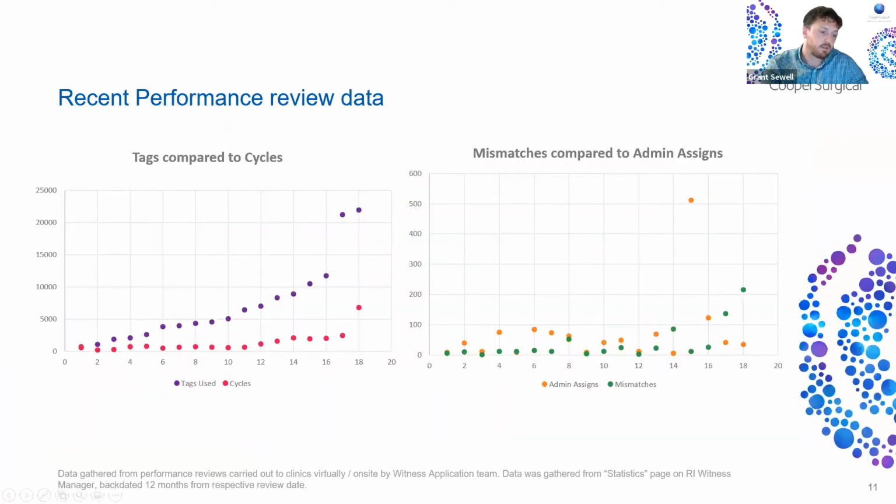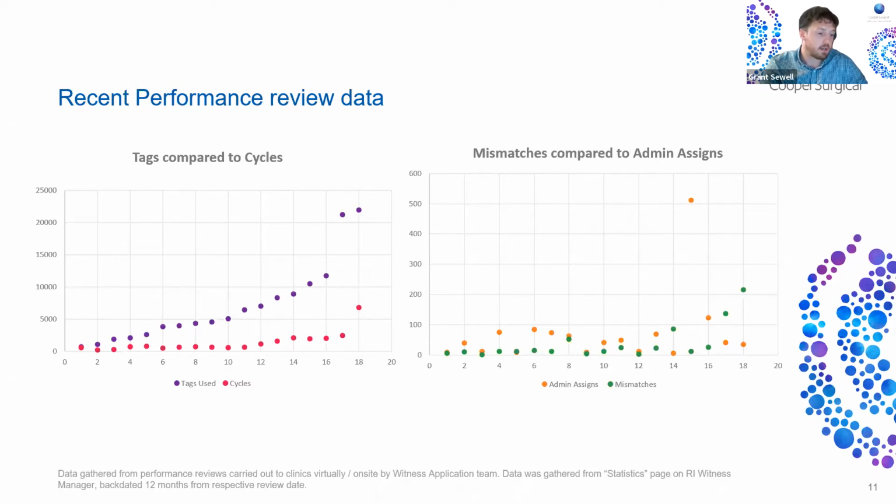Lastly, we have some data from some of the recent performance review visits over the last year or so. The numbers represent 12 months' worth of data, backdated from the day of the performance review visit. On the left, you see a graph showing tags used compared to number of cycles. You will see a noticeable slope upwards: as tags increase, the number of cycles slowly increases, also from lab to lab. This is something that we would expect.